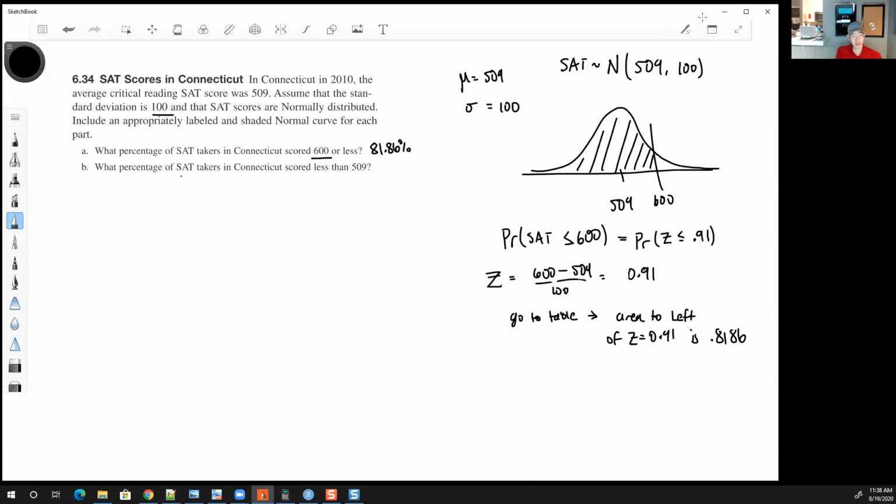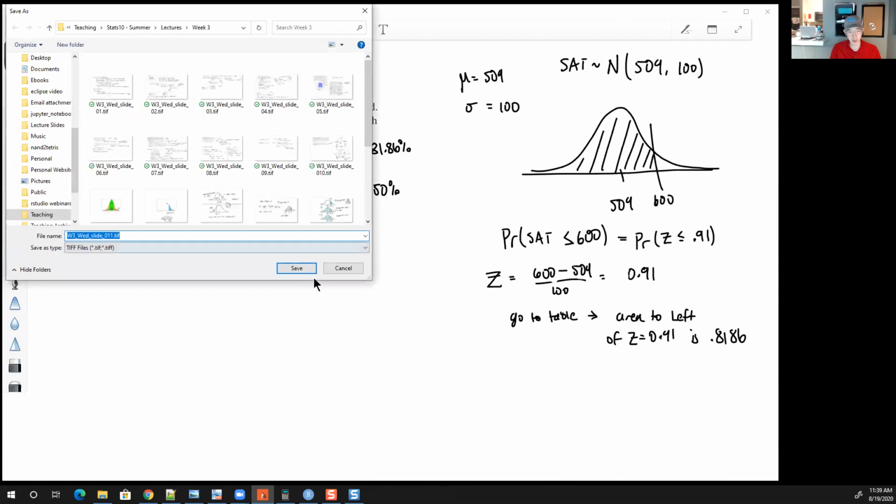Okay. What percentage of SAT takers in Connecticut scored less than 509? Well, that's easy. 509 is the mean, so this answer is 50%. No calculations needed, right? We know half score lower than the mean. And the question is, SAT less than 600 is the same thing as SAT less than or equal to 600. Yes. Or at least in this thing when we treat it as continuous.